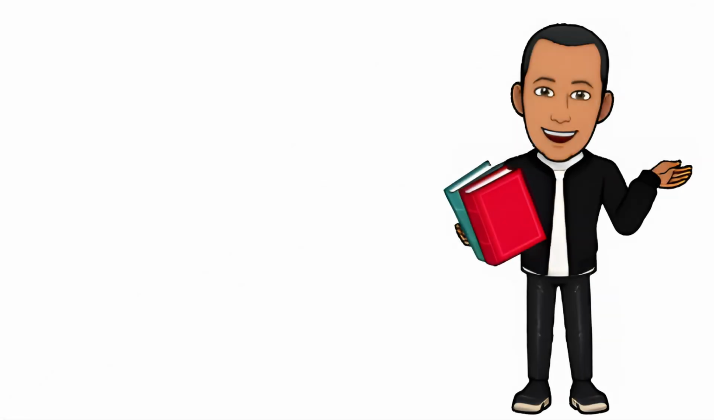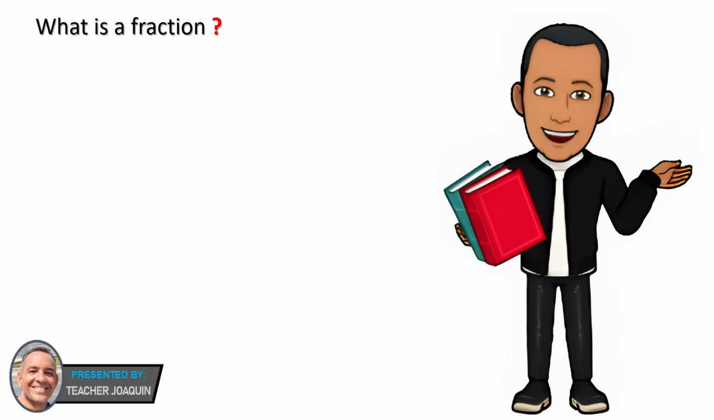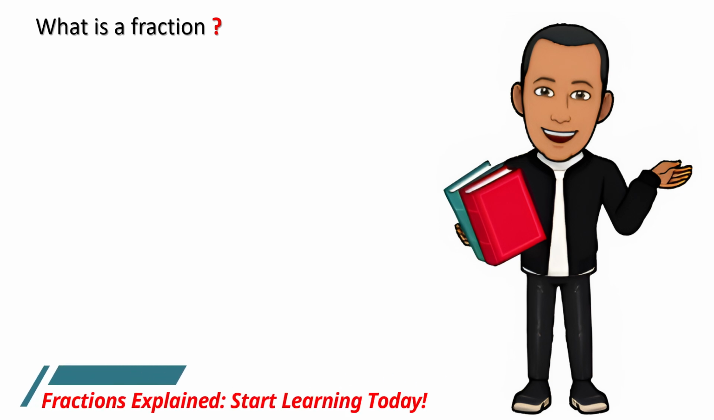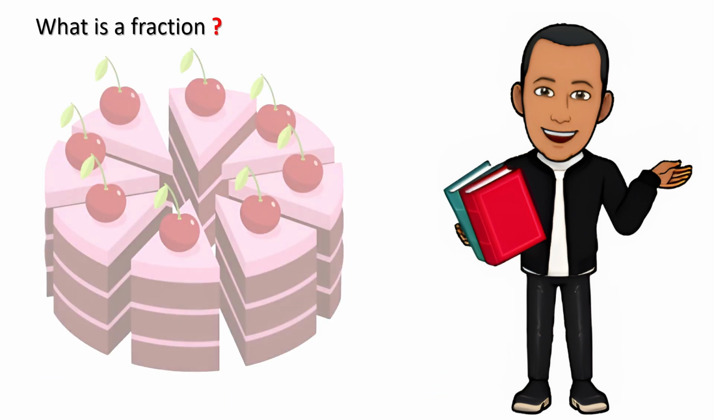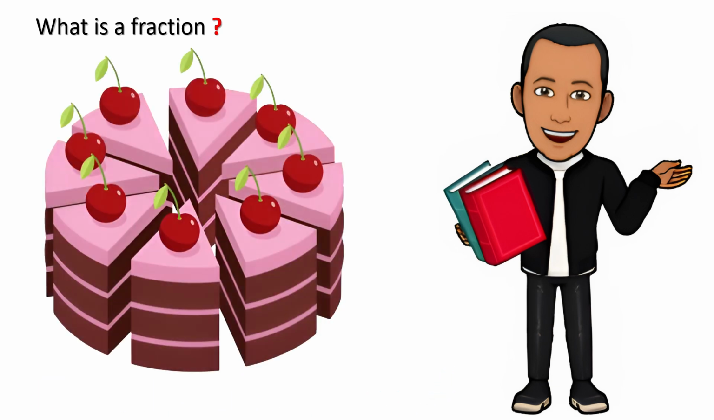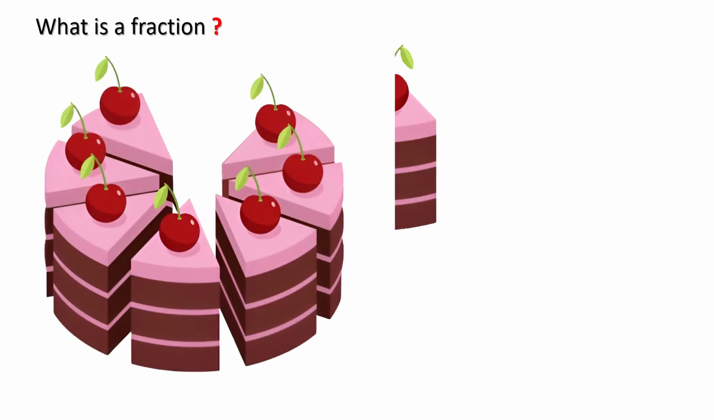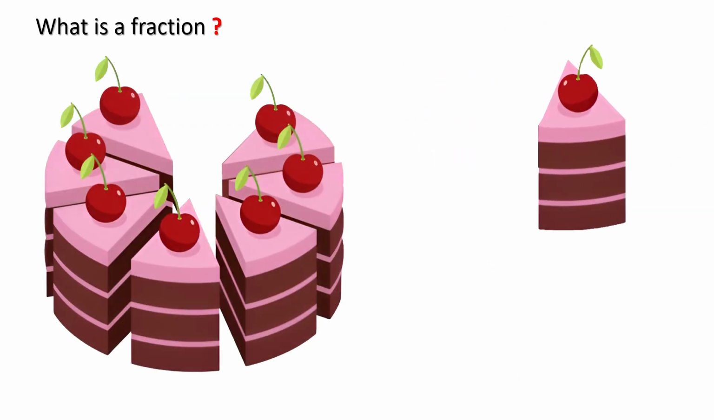To start the video, the first thing you need to understand is what a fraction is. The answer can be simple: a fraction is a part of something, but with the condition that it must be a division into equal parts. For example, we have a cake, pie, or whatever you call it in your country, which has been divided into 8 equal parts, and when you take one of those parts, you are taking a fraction of it.